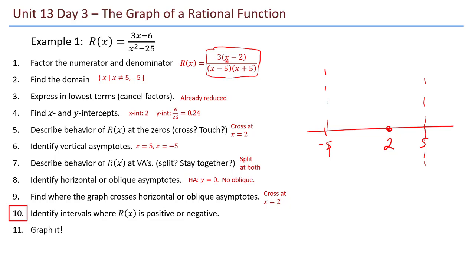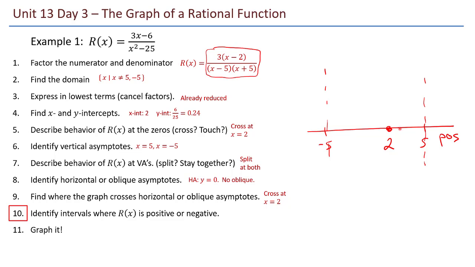Well, 3 times, that's like 98. Okay, so that top is positive. And 100 minus 5, that's positive. 100 plus 5 is positive. So actually, if I plug in 100, everything becomes positive, so my answer is positive. So I actually know that to the right of 5, the answer is positive.